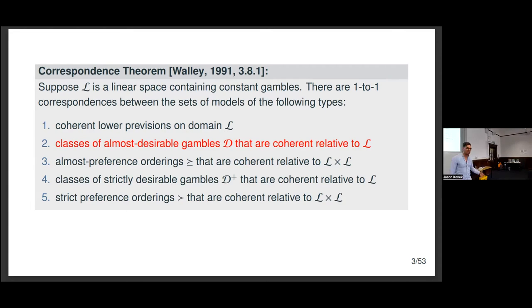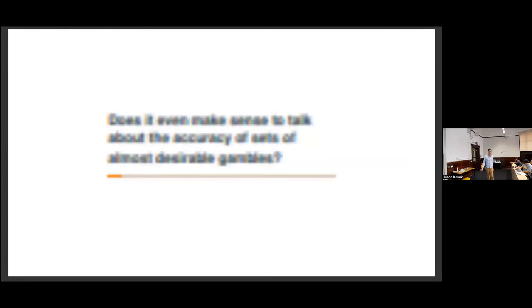I think the intuitions about how to construct these scoring rules are clearest when we're talking about desirability, so we're going to go with desirability.